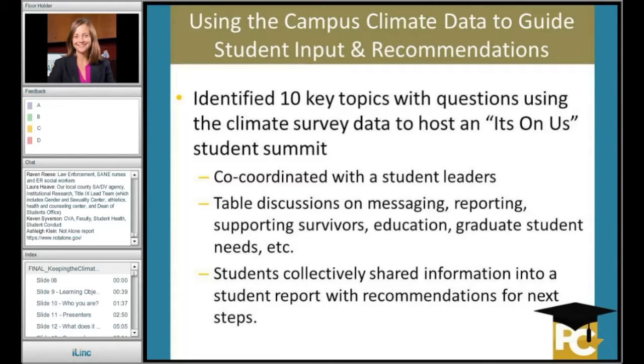So, for example, we had a table on messaging and education efforts, a table on how we educate students to better support survivors, a table on resources, and a table on graduate student needs. That's an area that we definitely knew we needed to focus more on, so we had about 5 or 6 graduate students identify some initiatives that they recommended to us.